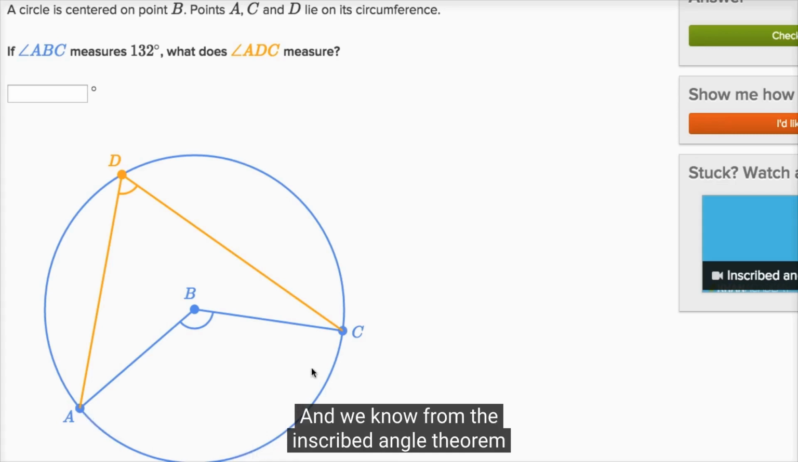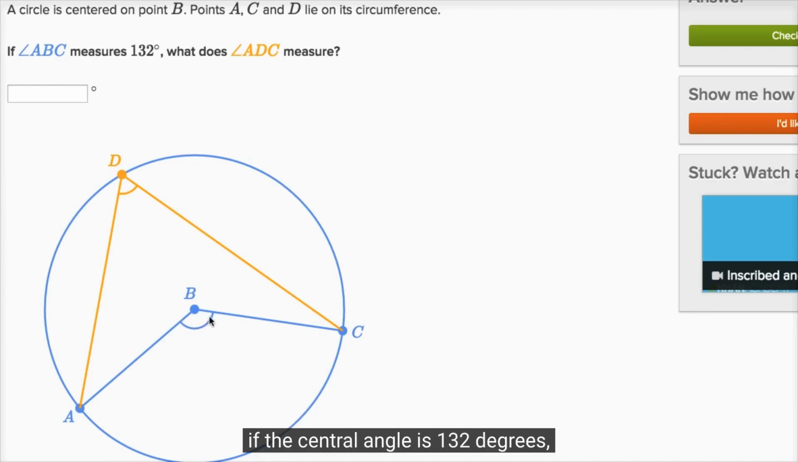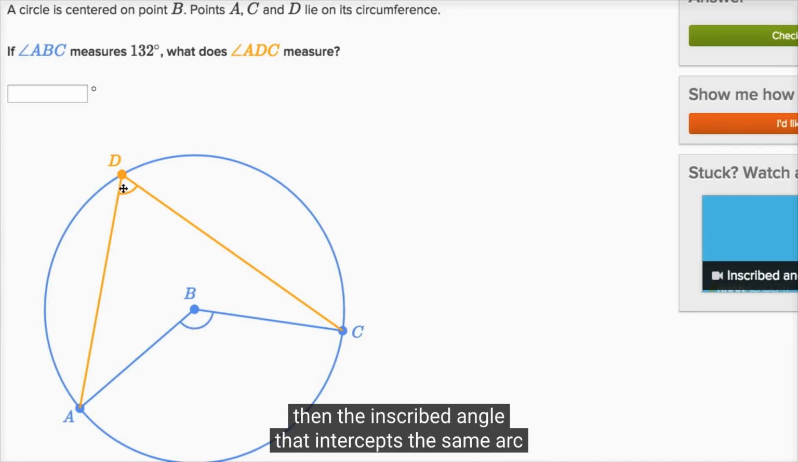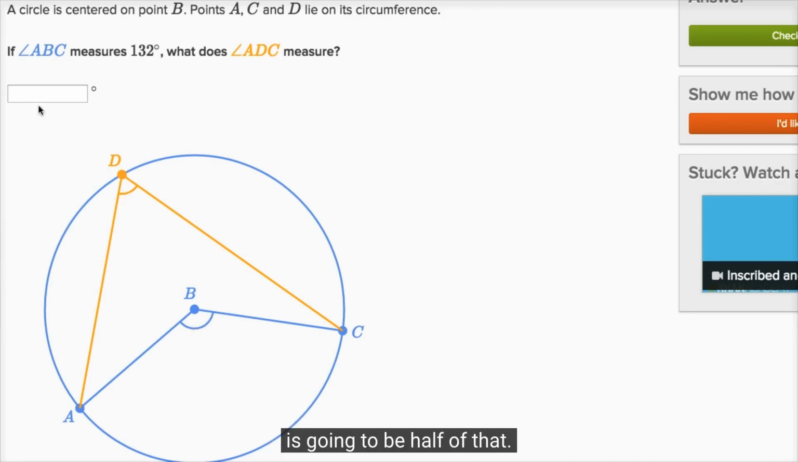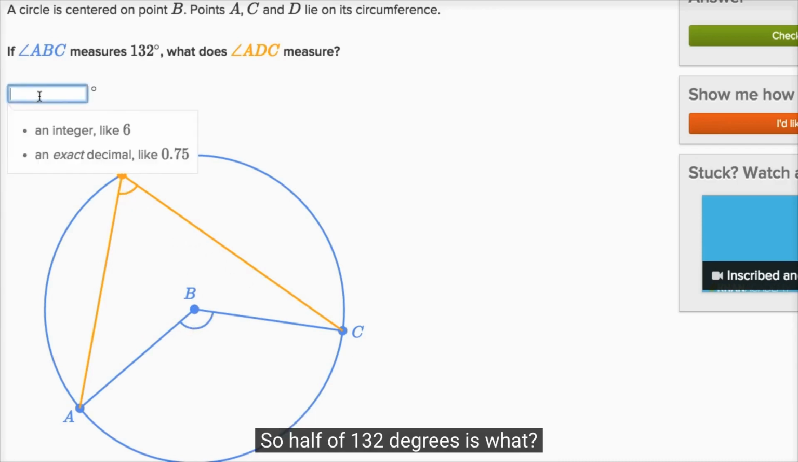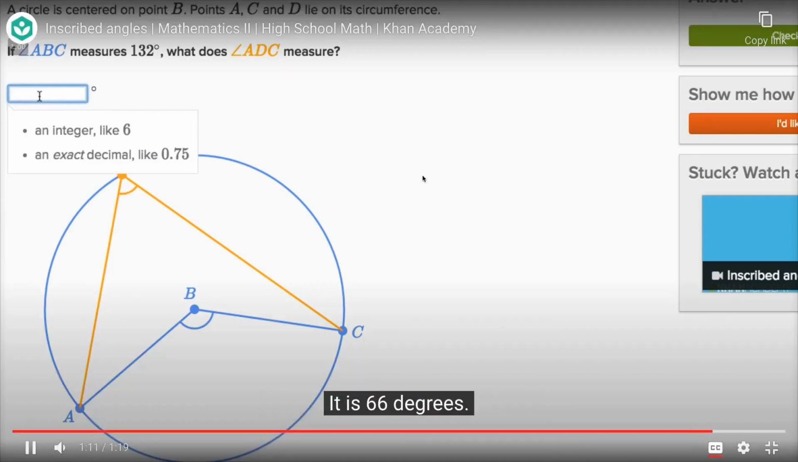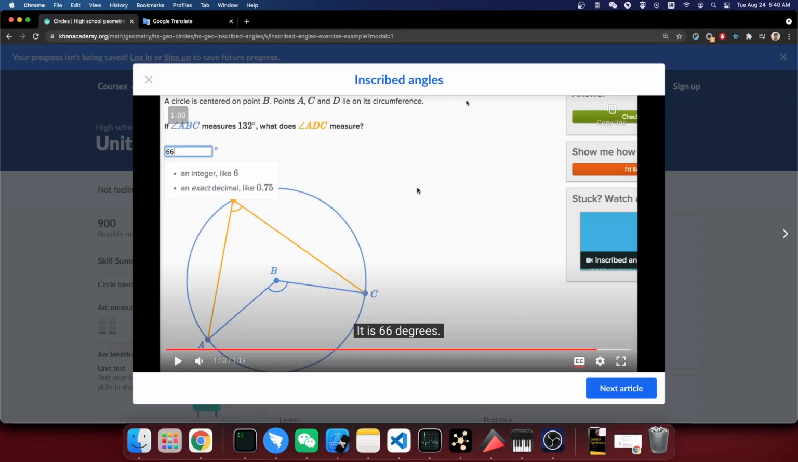And we know from the inscribed angle theorem that an inscribed angle that intercepts the same arc as a central angle is going to have half the angle measure. And it even looks that way right over here. So if the central angle ABC is 132 degrees, then the inscribed angle that intercepts the same arc is going to be half of that. So half of 132 degrees is 66 degrees.